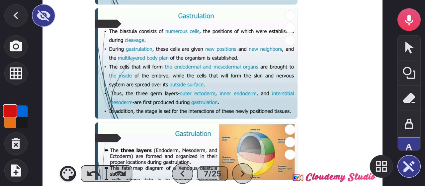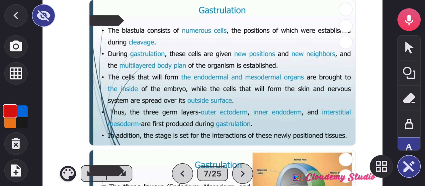Now, the cells that will form the endodermal and mesodermal organs are brought inside of the embryo, while the cells that will form the ectodermal layer, that is the skin and the nervous system, will be spread all over the surface. And that is what we refer to as what? The ectodermal layer. Now, in addition, this stage sets the interaction for newly positioned tissues. Like I've mentioned before, the ectoderm, endoderm, and mesoderm are going to give rise to different tissues and organs in the body.